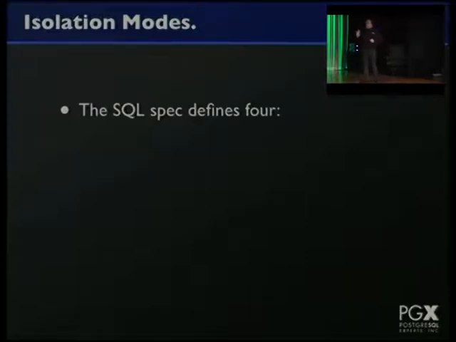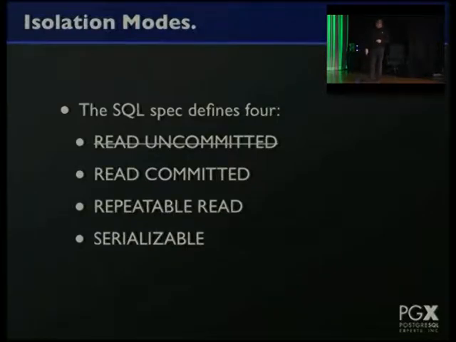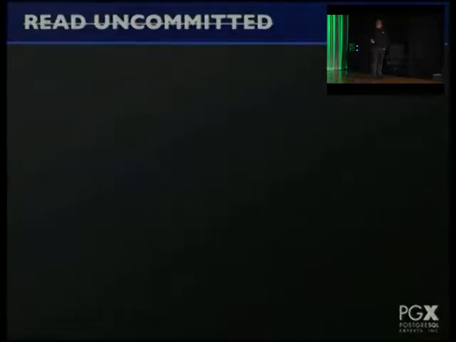The spec defines 4, he said, holding up 5 fingers. Notice the slash through read uncommitted. Which are read uncommitted, read committed, repeatable read, and serializable. These are colloquially stronger as they go down the list. So this is the strongest, that's the weakest.